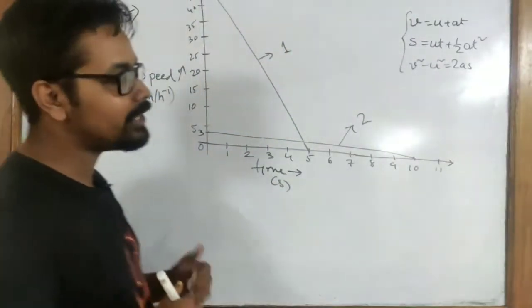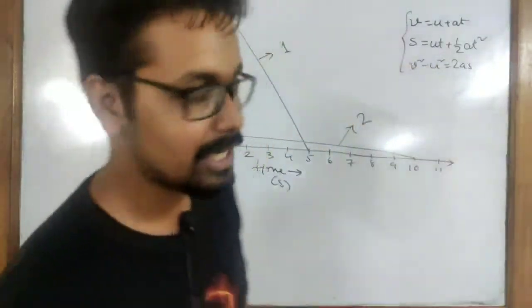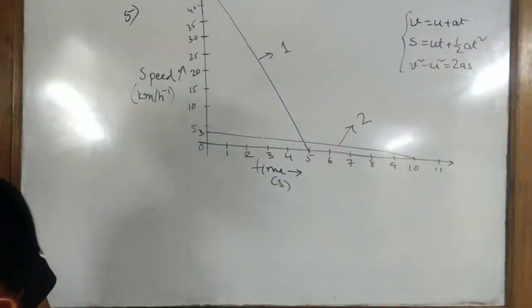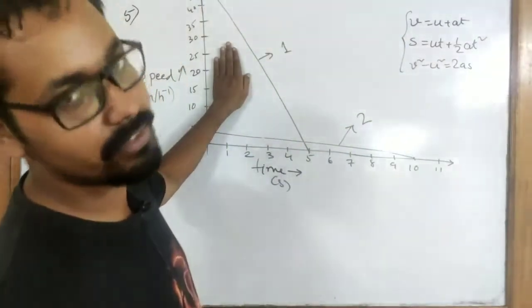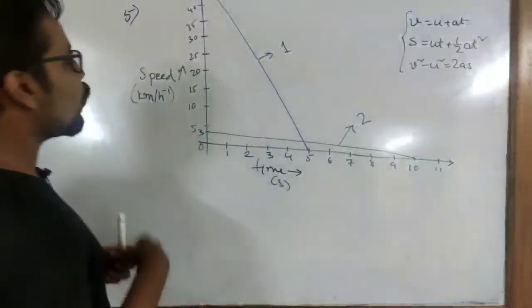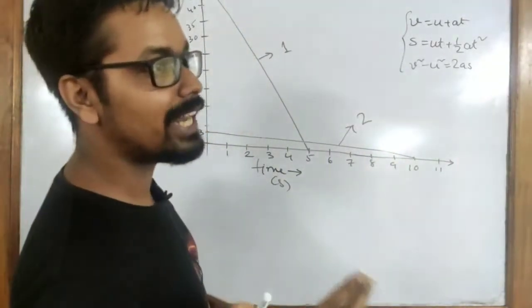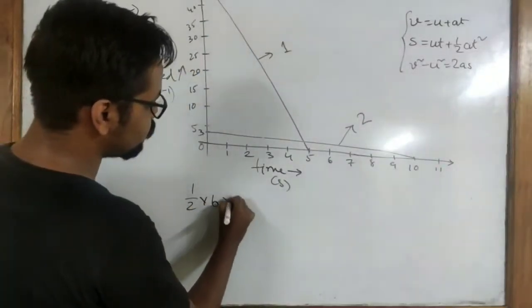Now what we need is to find the distance. We need to find which one covered the most distance after applying brake. How to find distance from a velocity time graph? If you find the area of the triangle, you can find the distance traveled by the car. What is the formula for the area of a triangle? It is half into base into height.